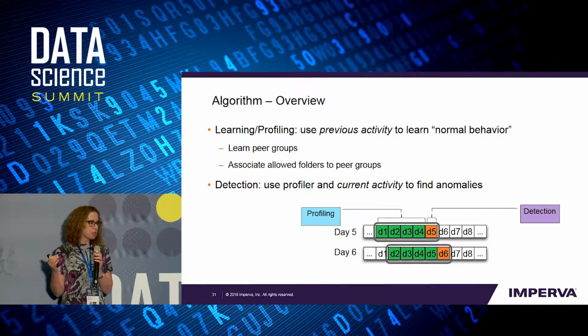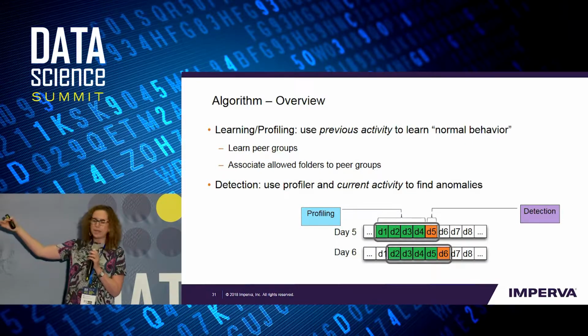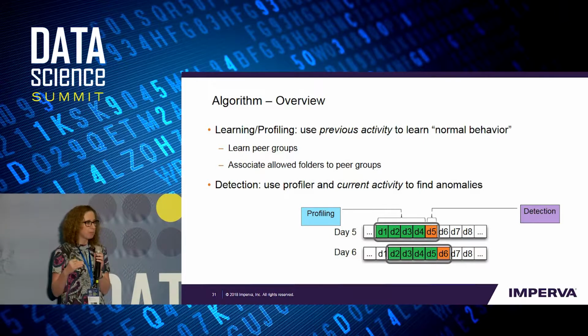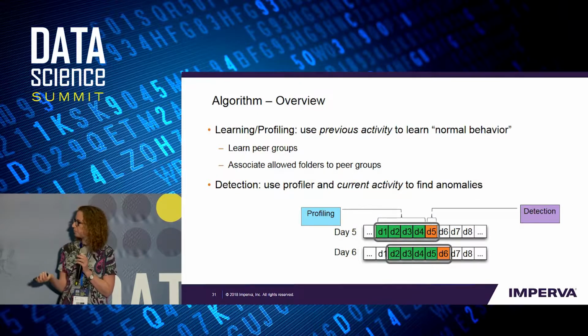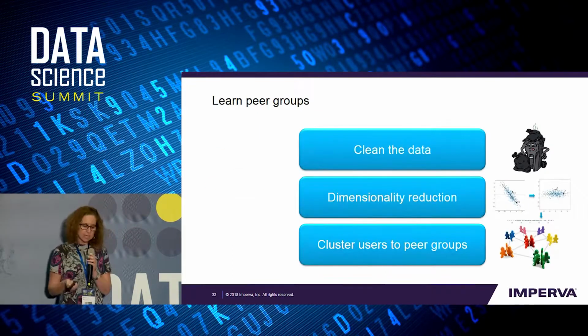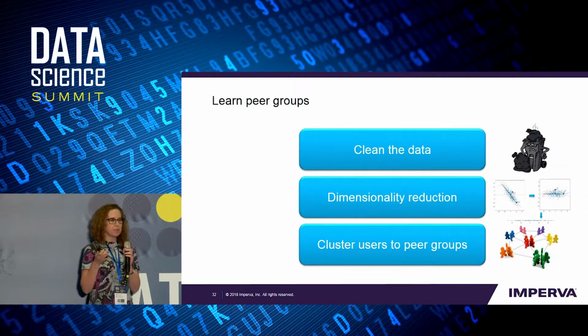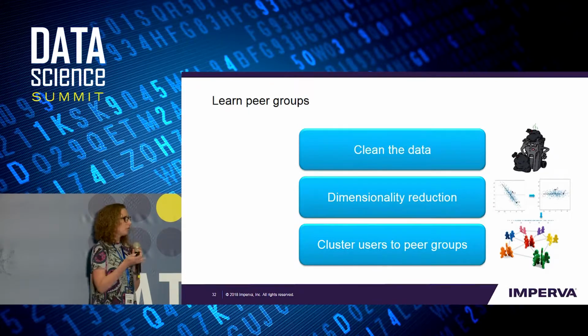The detector takes new data, together with the profiling output, which is the dynamic peer groups and the files that are associated to each peer group, in order to detect suspicious file access in the file servers of the organization. So now let's go deeper and understand how the profiler works in order to learn the peer groups in the organization.